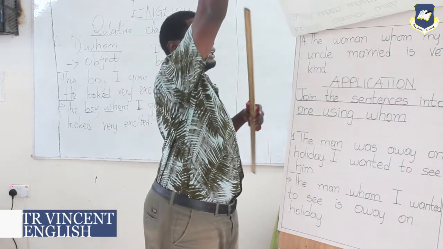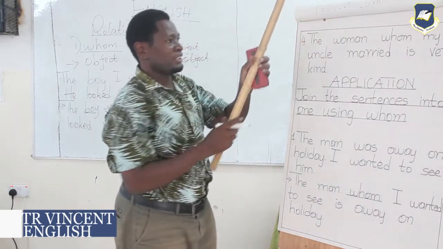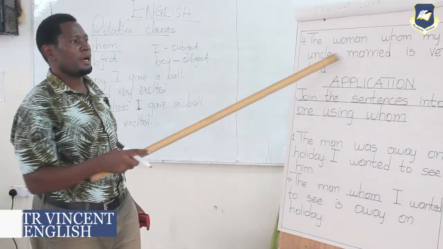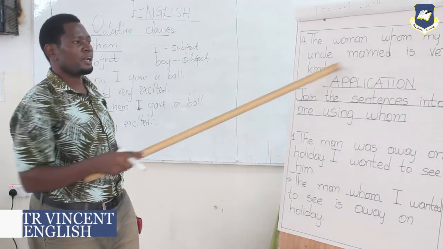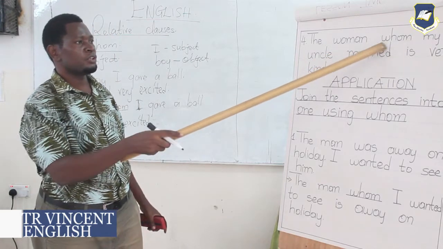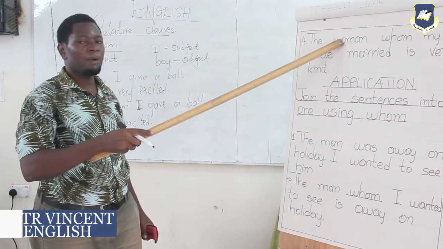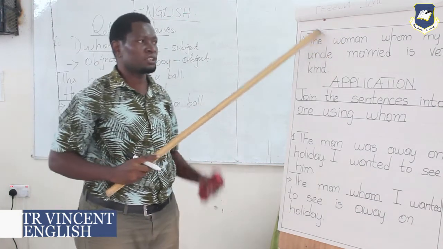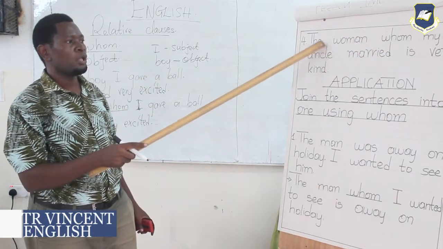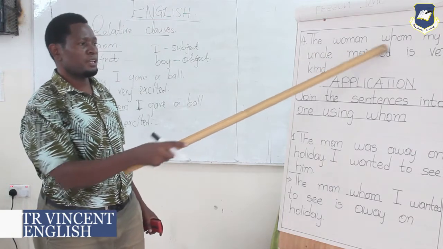Let's go to example 4. The fourth example, look at this. The woman dash my uncle married is very kind. The woman dash my uncle married. So in this case, my uncle is the subject. So woman in this case is the object. So we're going to say the woman whom and not the woman who. The woman whom my uncle married is very kind.